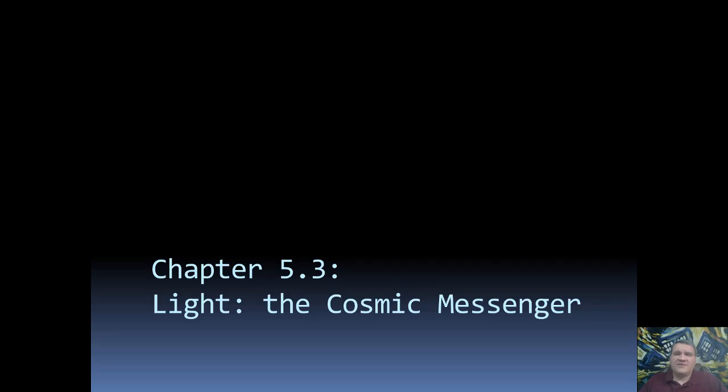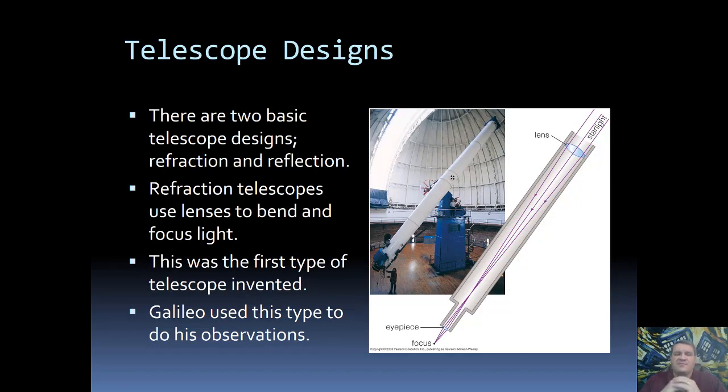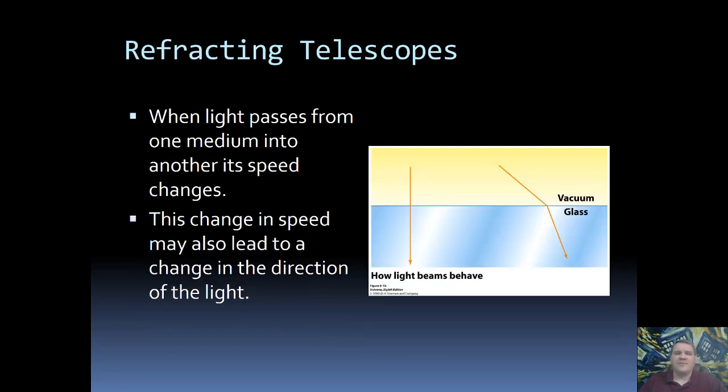So as we consider telescopes, there are two basic telescope designs. There are refracting telescopes and reflecting telescopes. Refracting telescopes use the principle of refraction, meaning that they use a lens to bend and gather that light. This is the first type of telescope ever invented, and it's what Galileo used to discover the moons of Jupiter and the phases of Venus and all of that other cool stuff that he discovered.